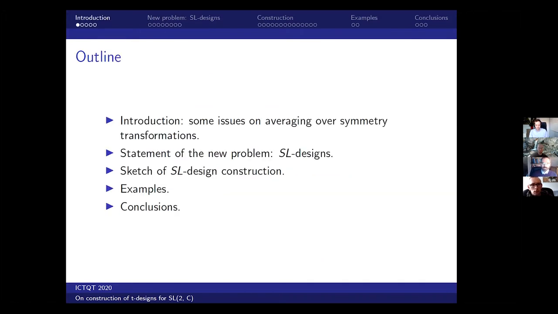So let us start from an outline. As an introduction, I will give some introductory talk on the problem of averaging over symmetry groups from an abstract perspective. Then I will state the main problem we posed, so the construction of SL designs. I will give a sketch of our construction and then discuss some examples and conclusions.